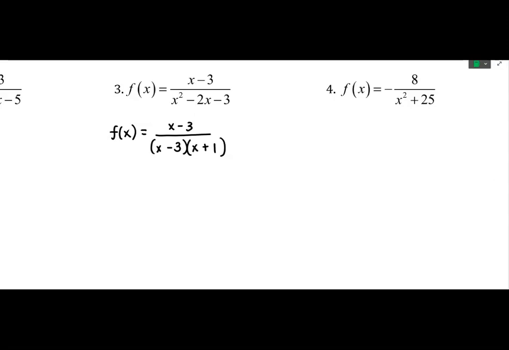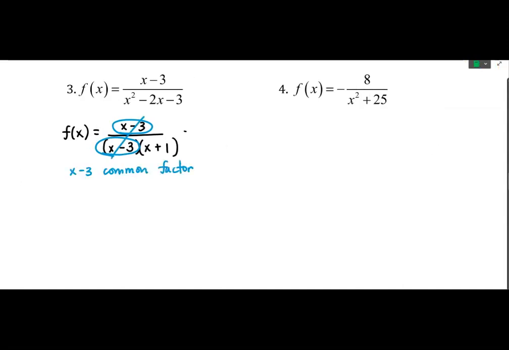Notice that in this case, we do have a common factor between the numerator and the denominator. The numerator and the denominator have a common factor of x minus 3. So to write this rational function in simplest terms, the x minus 3 cancels out, and we're just left with a 1 in the numerator and an x plus 1 in the denominator. So this is our rational function in simplest terms.